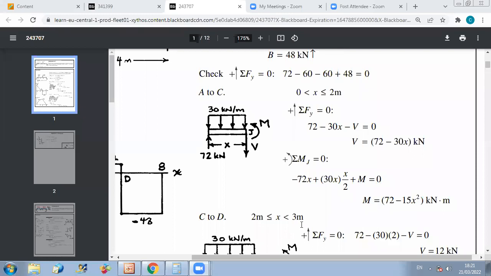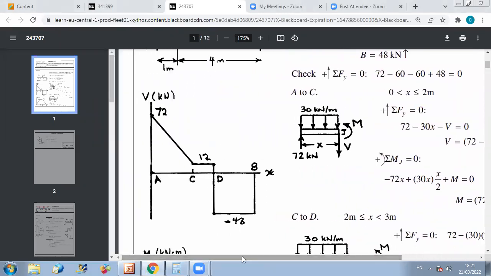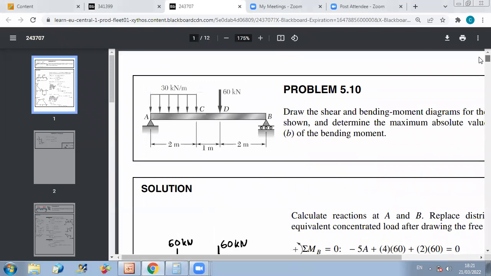Now, if you want to continue with the section method, now we take the second section. The second section is between C and D, as we discussed before. So going back to this figure, this is our second section. Now, when you do the second section, the easiest part to do the analysis of is this one. Okay, because then you don't have any more a distributed load.